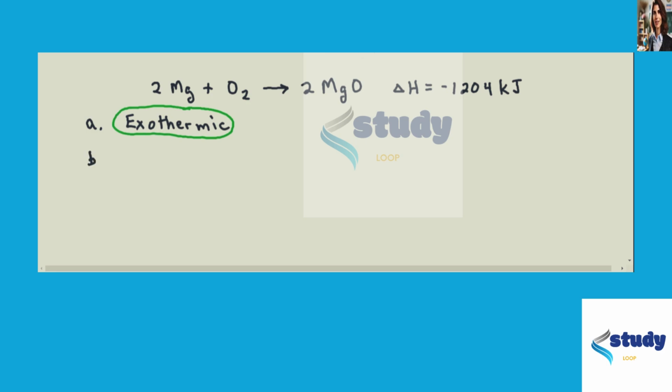All right, and then we have some stoichiometry problems to do. Letter B wants us to calculate how much heat is transferred if we start with 3.55 grams of magnesium. So, like I said, this is pretty much a stoichiometry problem. We are going to have to convert from grams of magnesium to moles of magnesium. So looking at the periodic table, 24.31 grams of Mg in every mole of magnesium.